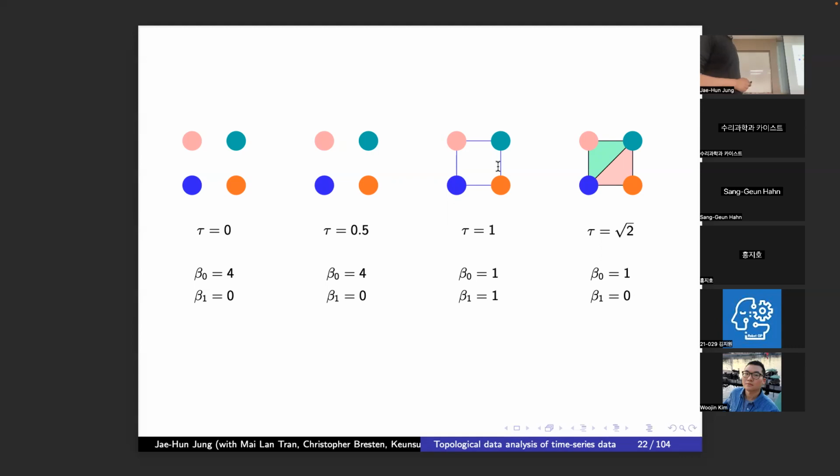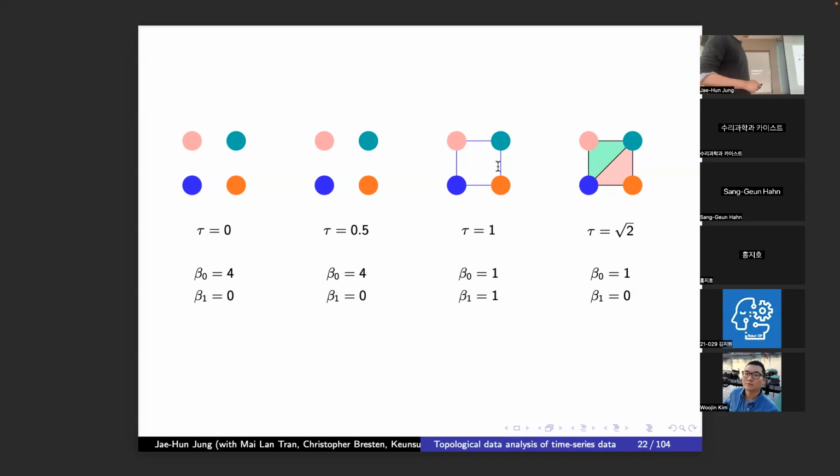So when tau equals 0, beta 0, the number of connected components, is 4, and there is no hole, so beta 1 becomes 0. At tau equals 0.5, the minimum length is still 1, so I cannot connect to anybody. So beta 0 equals 4 connected components, and beta 1 is still 0. However, at tau equals 1, everybody is connected, and this becomes 1 component. Then beta 0 becomes 1, and beta 1 equals 1, because you have one hole.